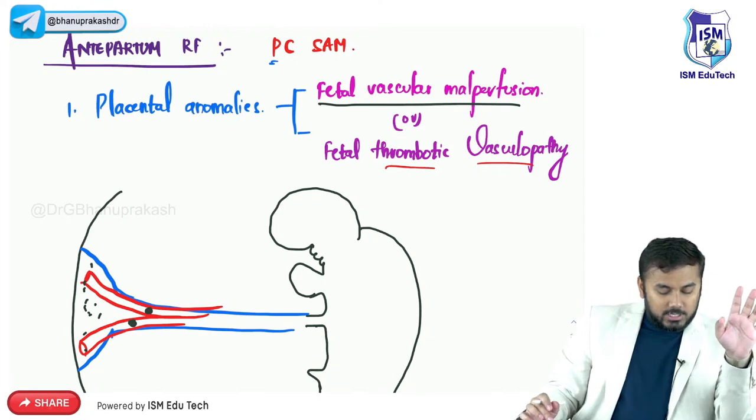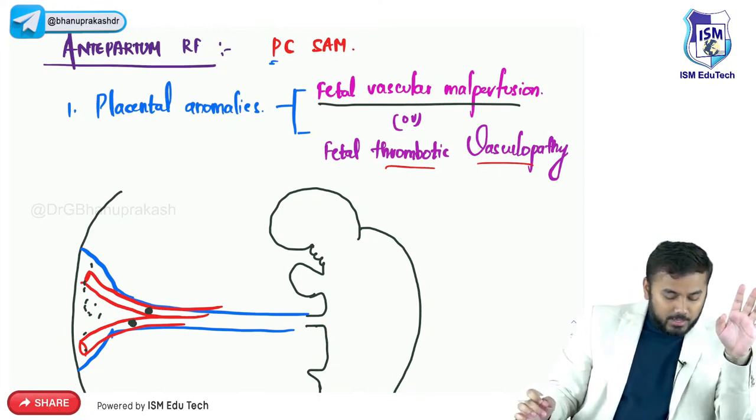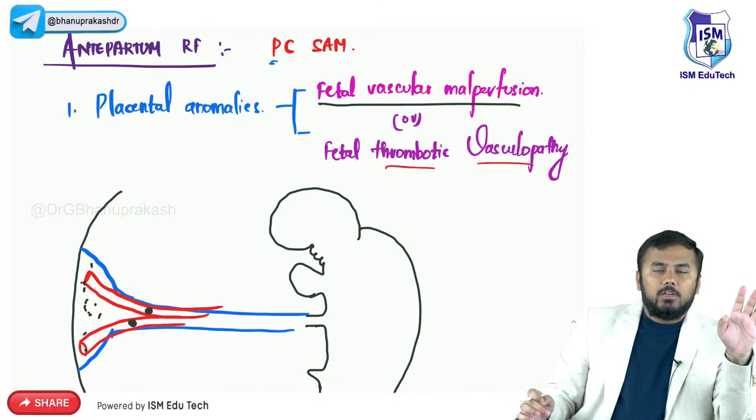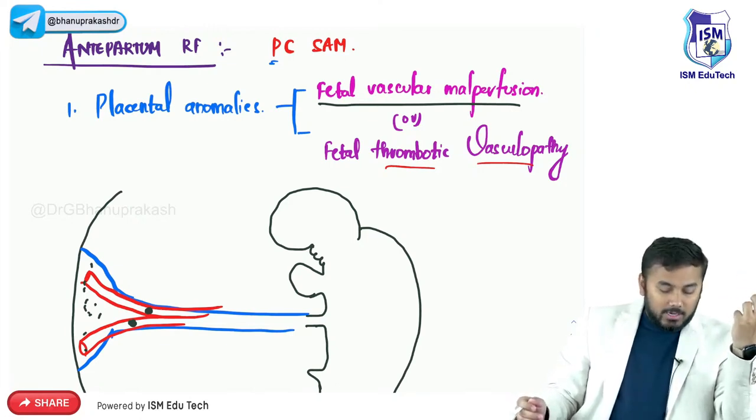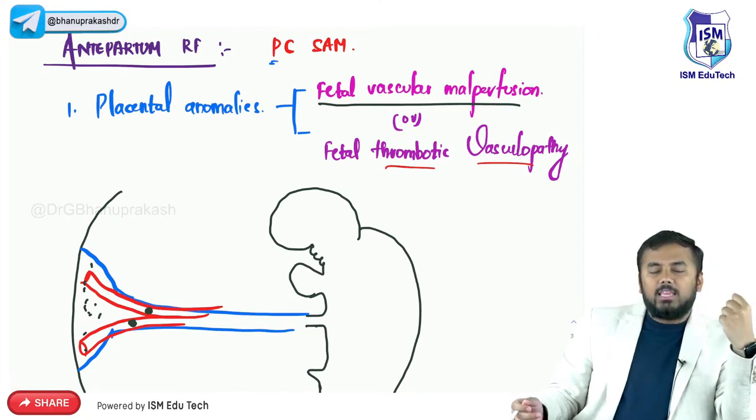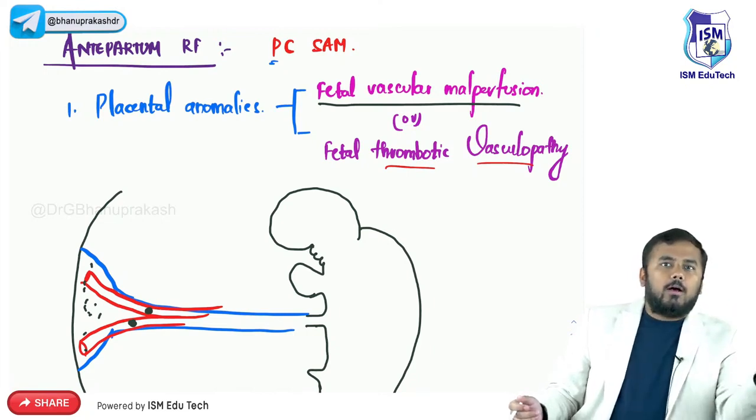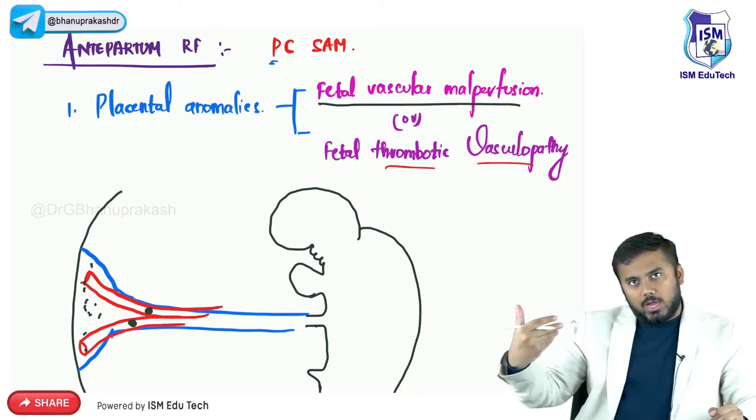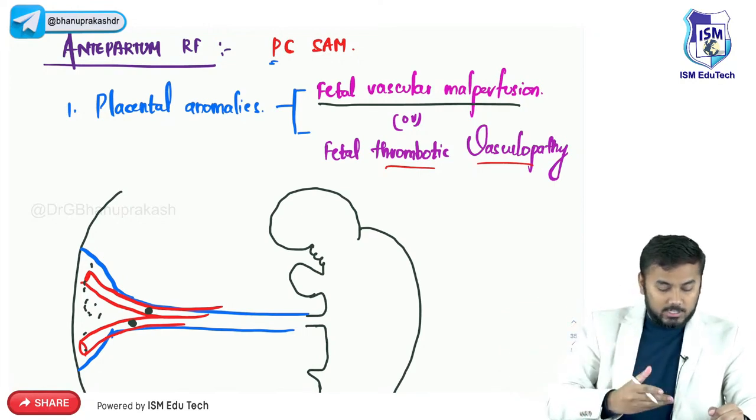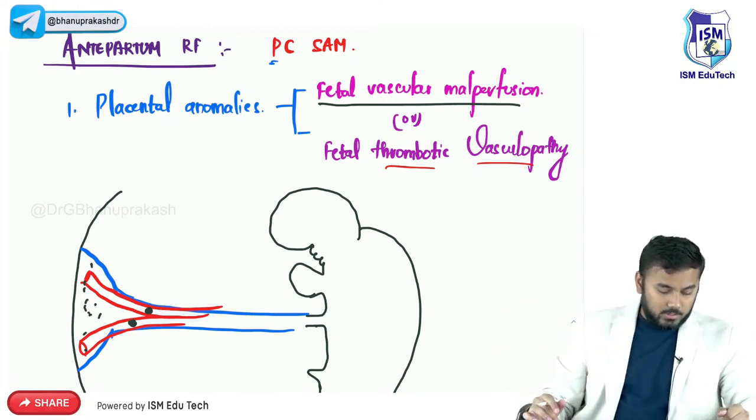Very good, Jasmine. Jasmine is also telling accreta, percreta. Very good. So even those anomalies will lead to the problem. But those anomalies, Jasmine, will very easily lead to abortion. Okay, so here we are specifically talking about what are the conditions that are leading to hypoxic ischemic encephalopathy, but still you are right. Very good.